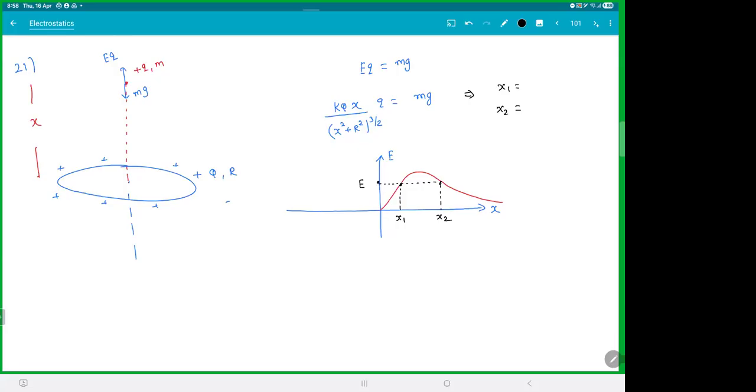But among them, there's only one point which is a stable equilibrium. So the maxima will occur at r by root 2. So the question is, what is my answer? Is it x1 or x2? You'll get one answer greater than r by root 2, one answer less than r by root 2. Everyone got it? Why there'll be two answers? Because the value increases and decreases. There are 2 points where that EQ will balance mg, but one is stable and one is unstable.